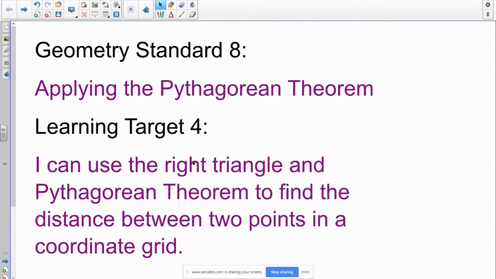We have made it to the last learning target in our geometry standard, which was applying the Pythagorean theorem. Our last learning target, 4, is about: I can use a right triangle and the Pythagorean theorem to find the distance between 2 points on a coordinate grid.